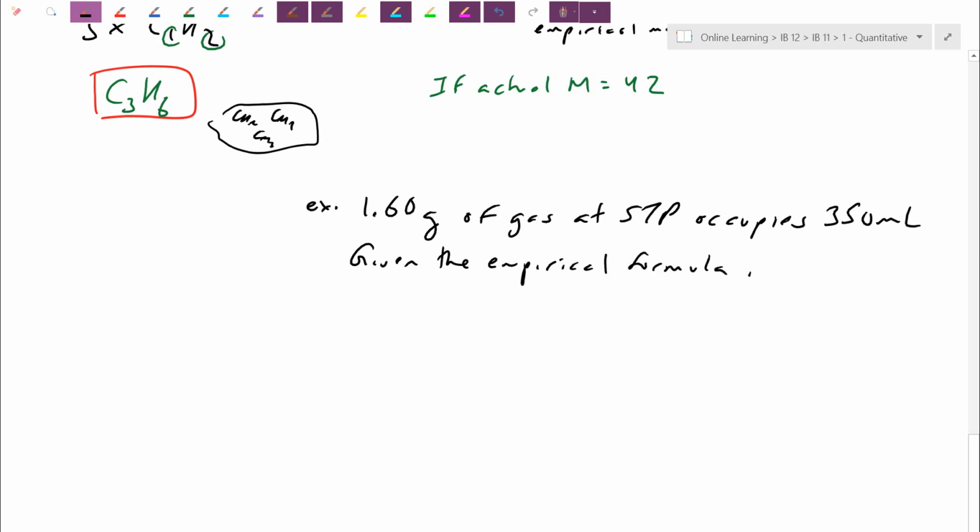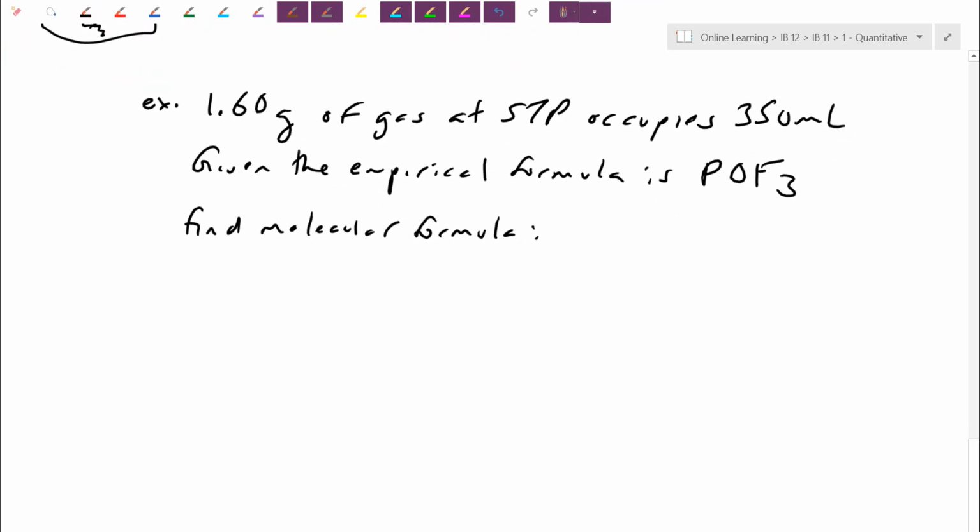Given the empirical formula is POF3, so phosphorus, oxygen, and 3 fluorines, that's your Lego piece. I want you to find, this time, the actual compound. Don't just give me the simplified ratio. Tell me, is it 1 Lego block? Is it 2 Lego blocks? How many Lego blocks are there? So let's see if we can take it apart here. They've already given you your Lego block. This is your empirical formula.